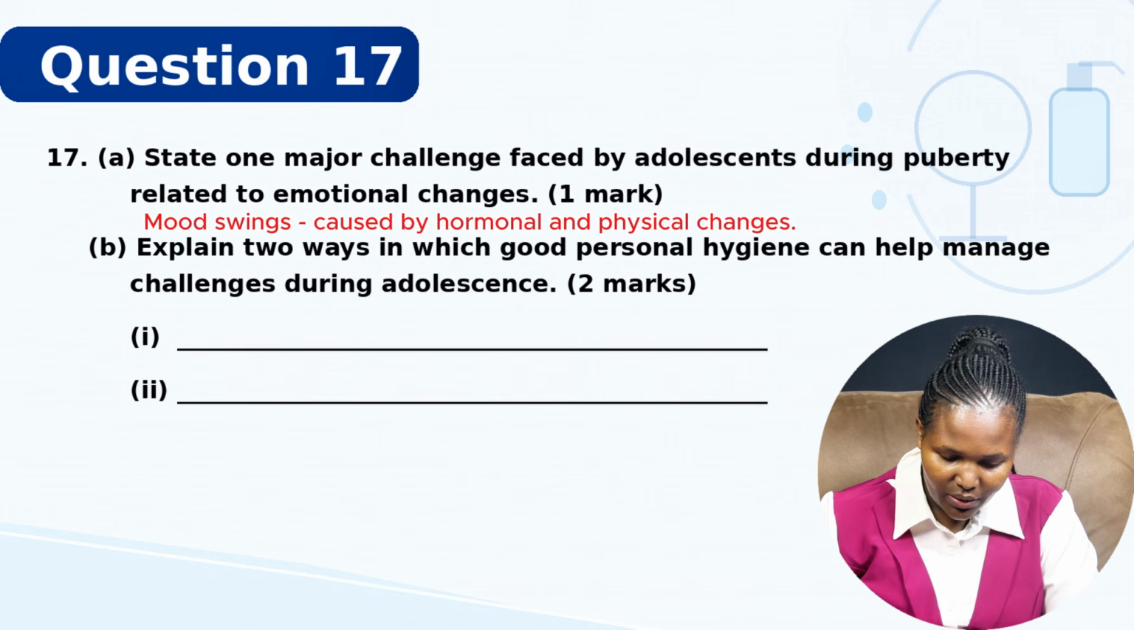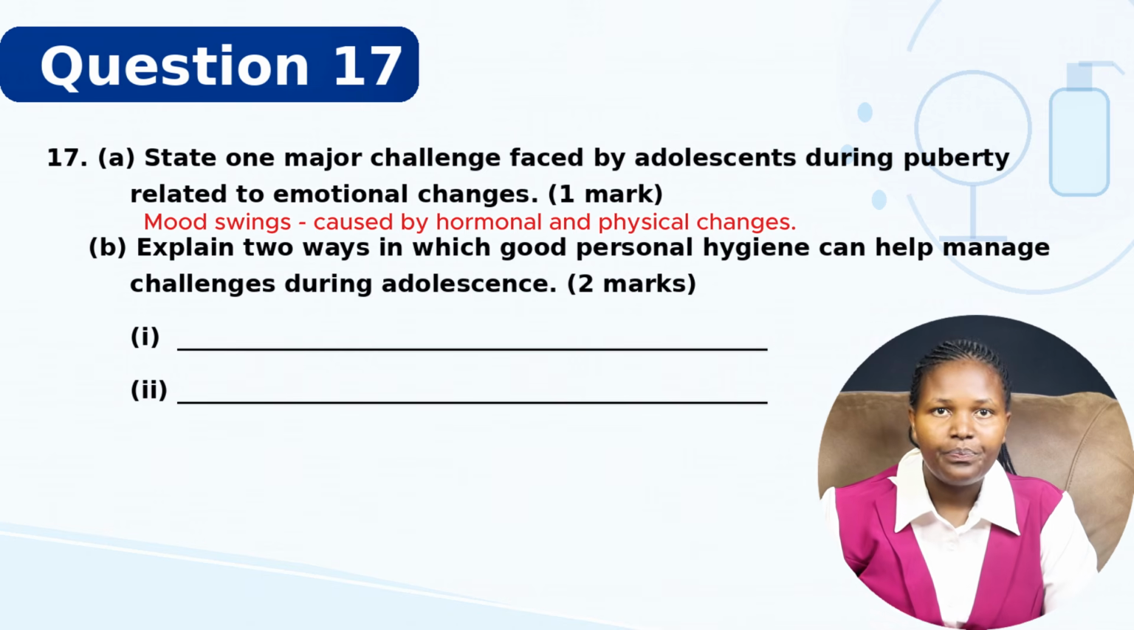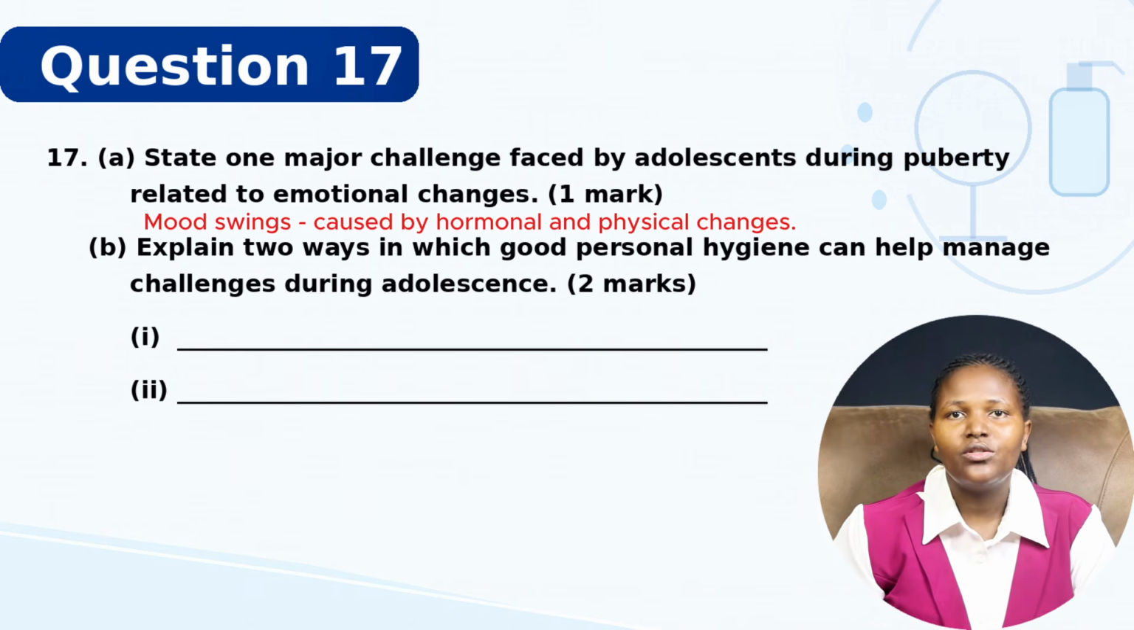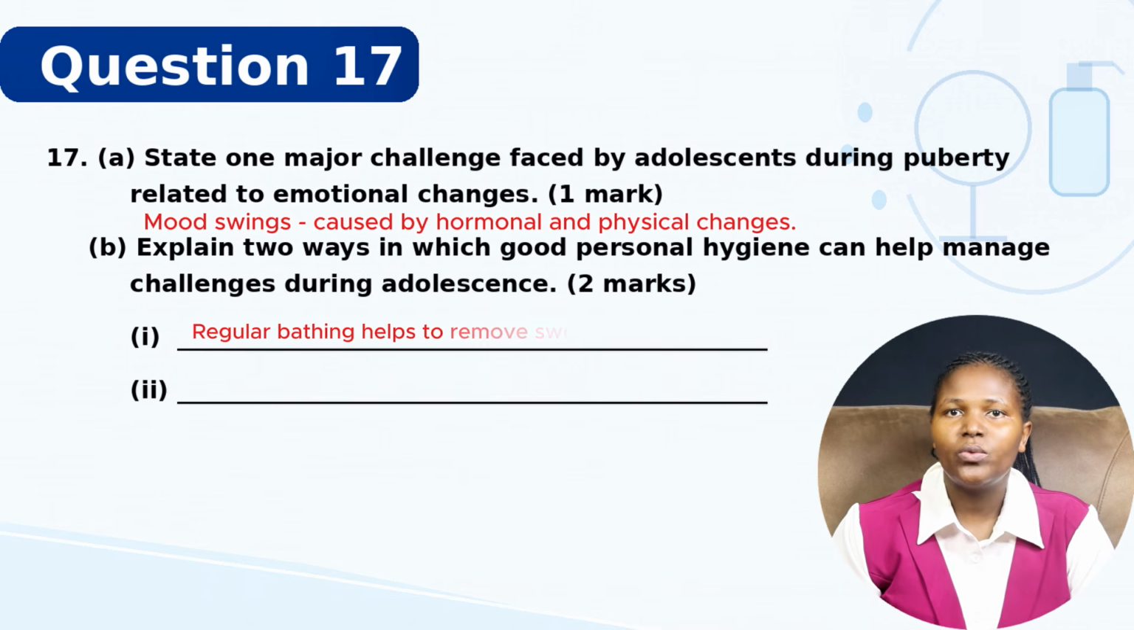And then question 17b: explain two ways in which good personal hygiene can help manage challenges during adolescence. So, two benefits of good hygiene. Regular bathing will help to remove sweat and bacteria. So when you bathe regularly and remove sweat and bacteria, in turn, you are going to prevent skin infections and also prevent bad smell from your body.